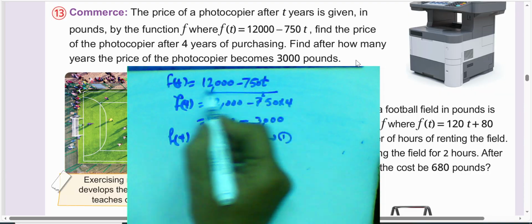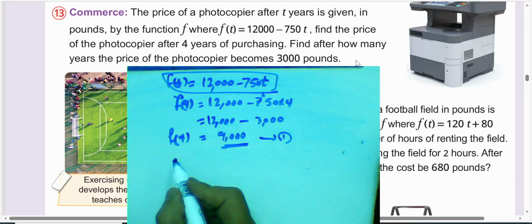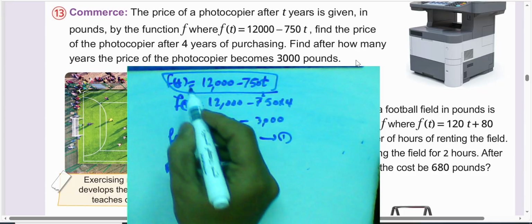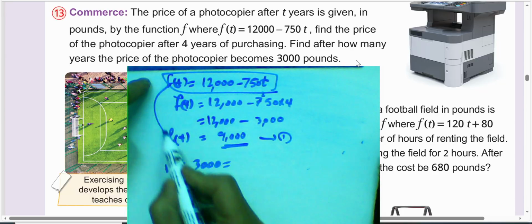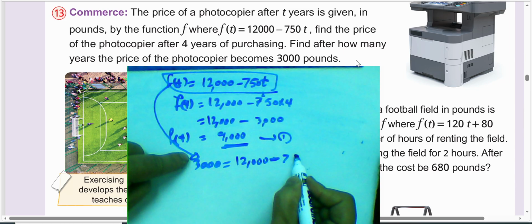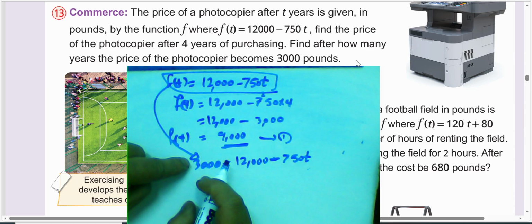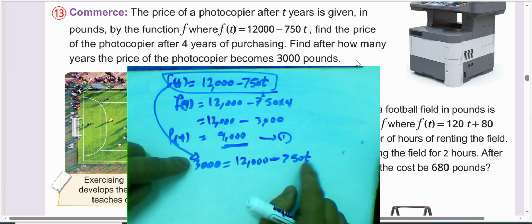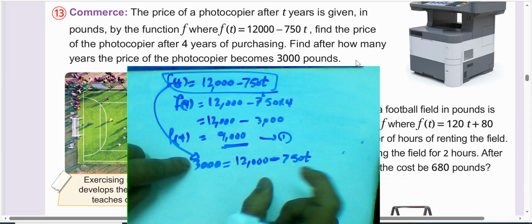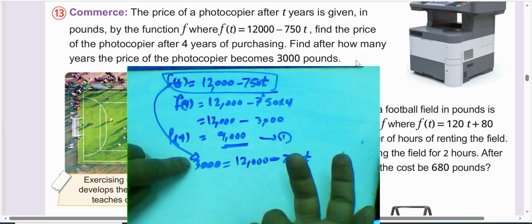Okay, he wants us to find t, the number of years, but he gives me the information 3,000. So f of t equals 3,000. Then 12,000 subtract 750t equals 3,000. Then I want to find t. Here t refers to the number of years. He asks after how many years the price of the photocopier becomes 3,000 pounds.